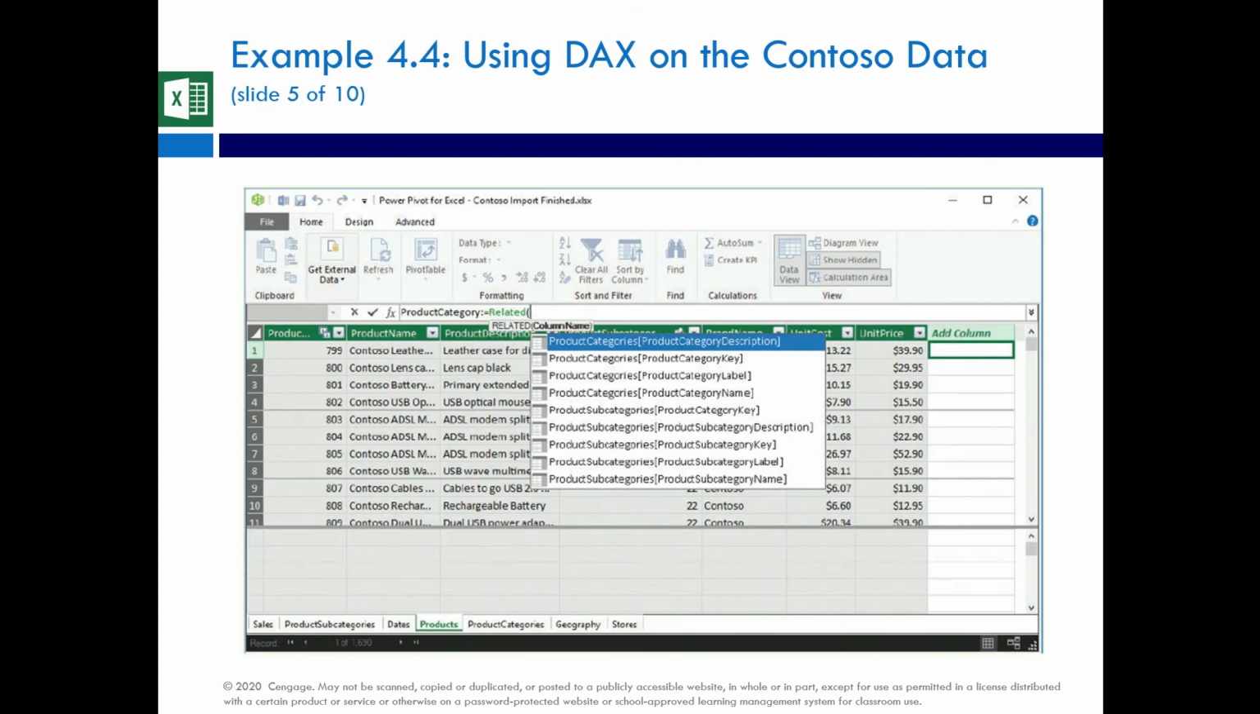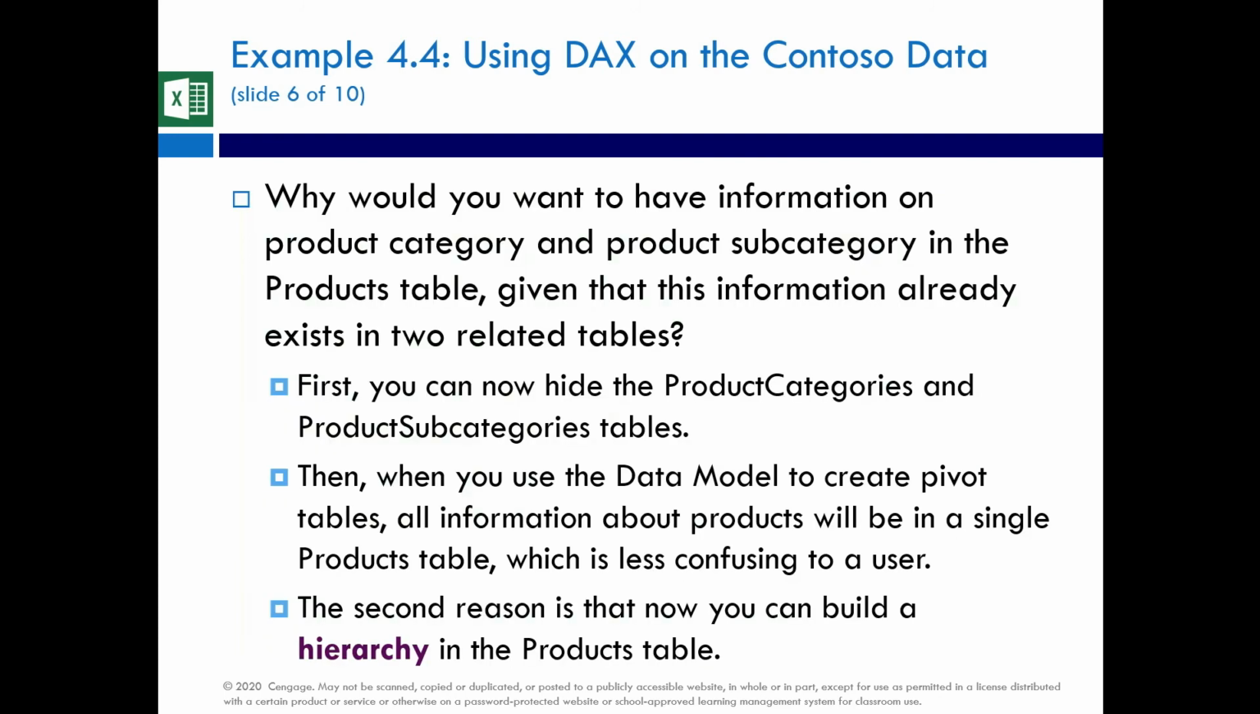And you can see here what it looks like. Why would you want to have information on product category and product subcategory in a product table, given that this information already exists in two tables? First, you can now hide the product categories and product subcategories tables. Then when you use the data model to create the pivot tables, all the information about the products will be in a single product table, which is less confusing to the user.